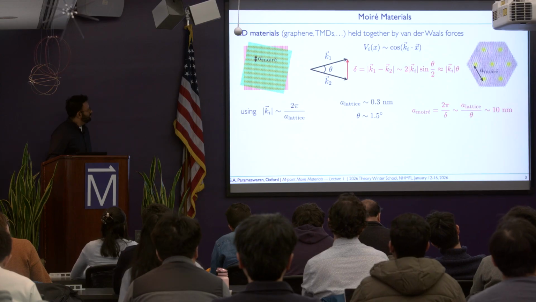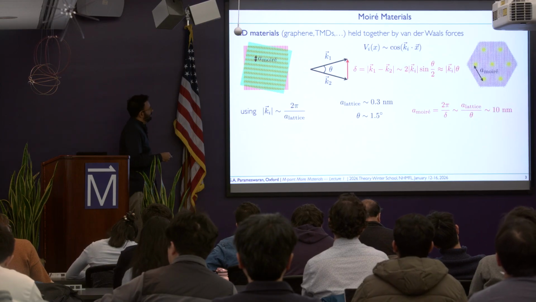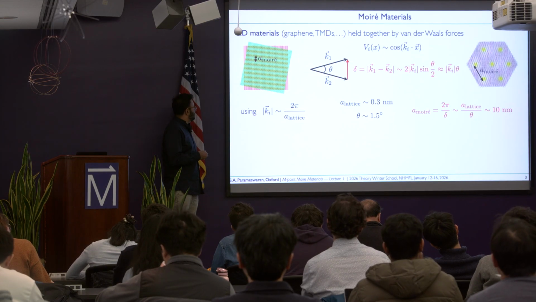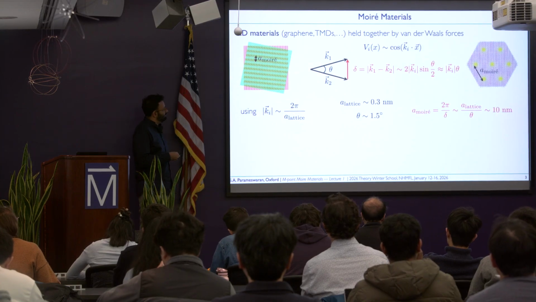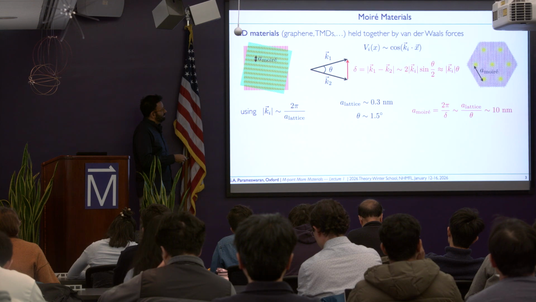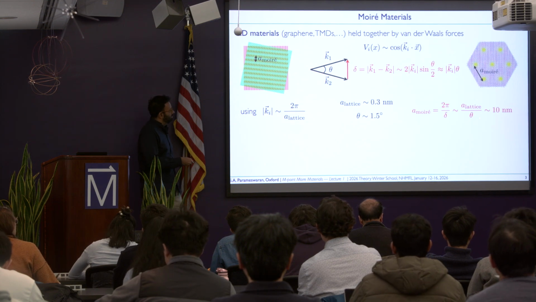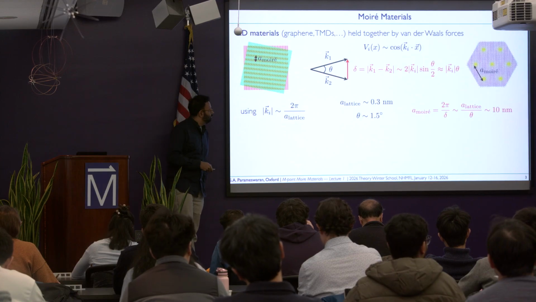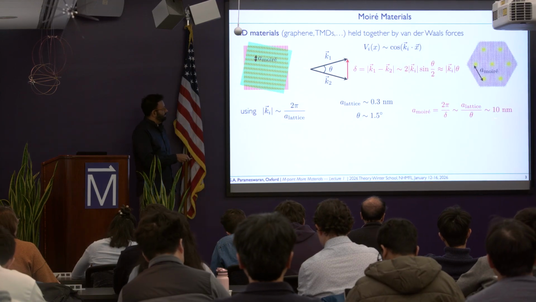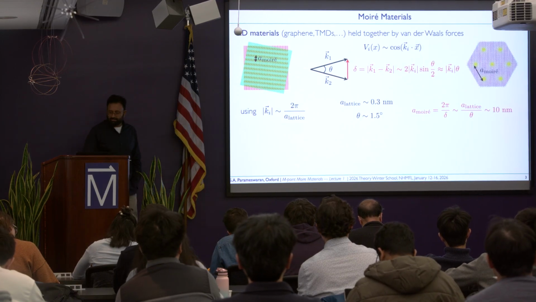As a useful heuristic, the typical moiré length scale is something like 2π over a lattice spacing. That's a typical modulation for a microscopic lattice. And for a moiré lattice, it's just suppressed by a factor of the angle. So you find a moiré length scale, which is like the microscopic lattice spacing over a small angle θ. And that typically is on the order of 10 nanometers.